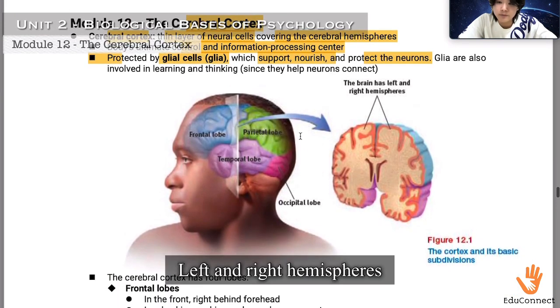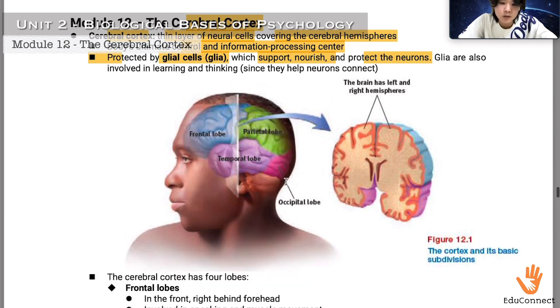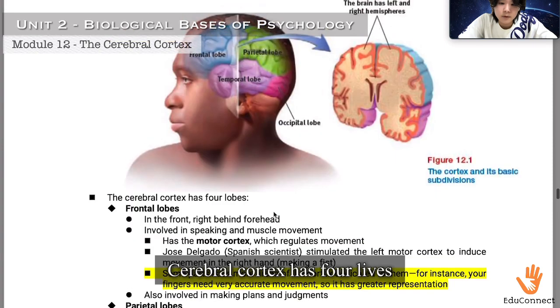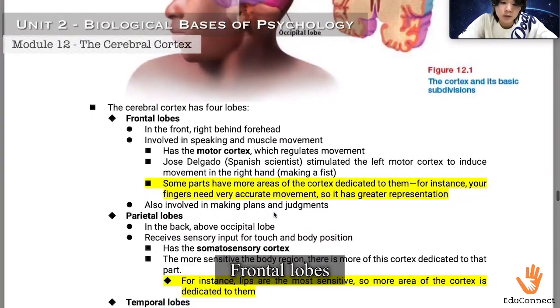The brain has left and right hemispheres, and they consist of the frontal lobe, parietal lobes, temporal lobe, and occipital lobe. The cerebral cortex has 4 lobes. The frontal lobes are in the front, right behind the forehead. They're involved in speaking and muscle movement. They have the motor cortex, which regulates movement.